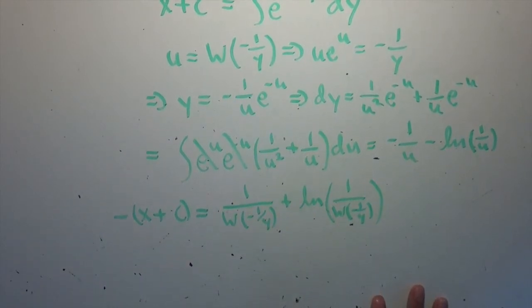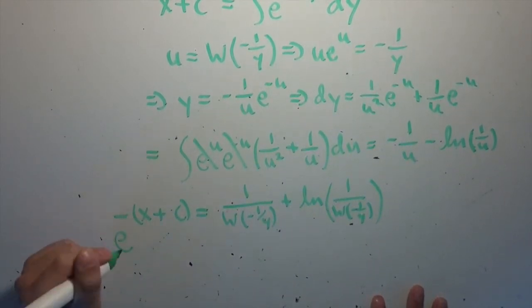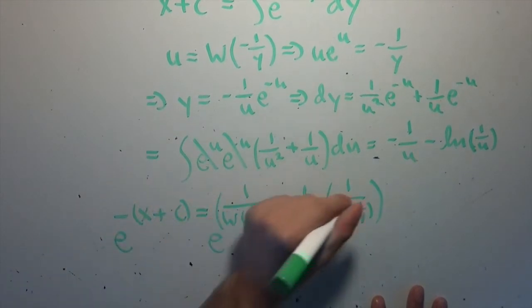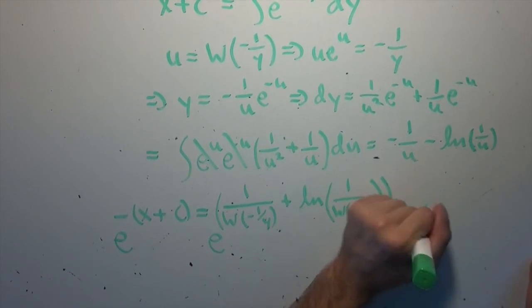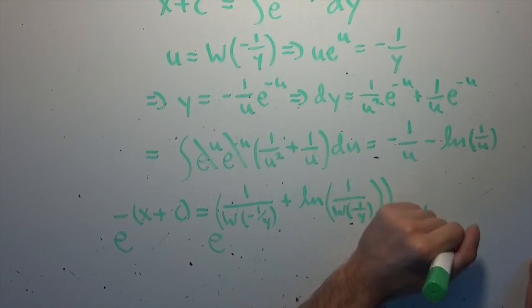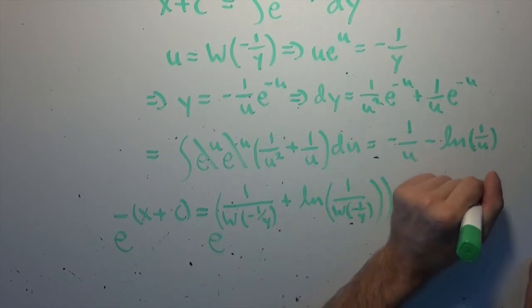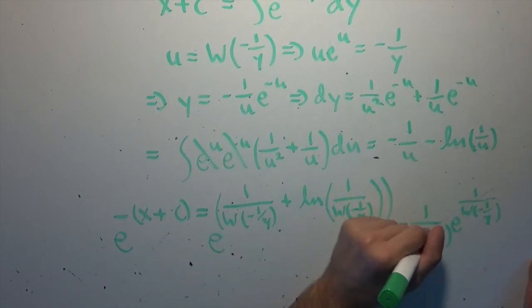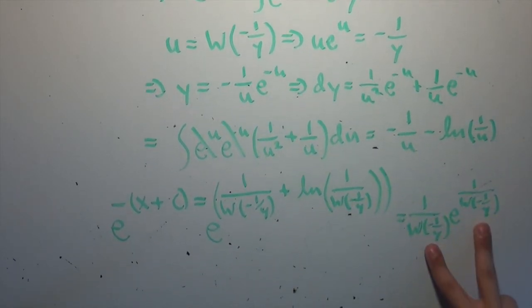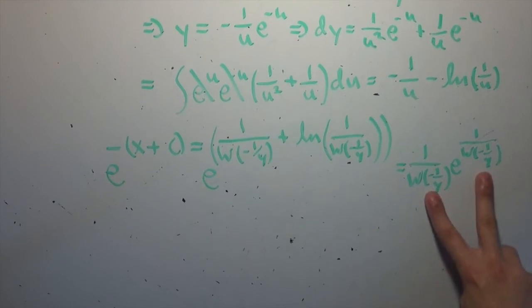And now what we're going to do is we're actually going to raise e to both sides of this equation. Because notice what happens. This becomes e to the log of something, which just gives me that thing back, right? And then we have e to that thing. So I end up with 1 over w of negative 1 over y times e to the power of 1 over w of negative 1 over y. Which is just brilliant because I can now use the w function to cancel this, which is just crazy.